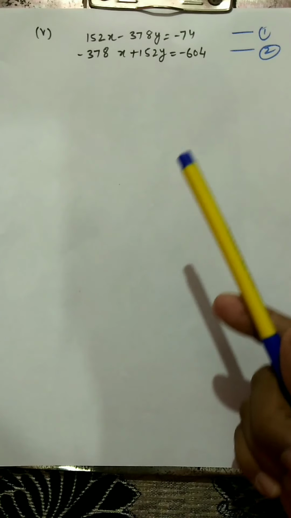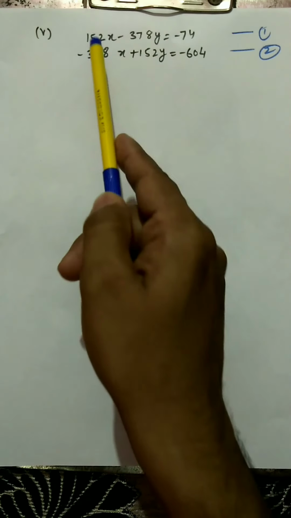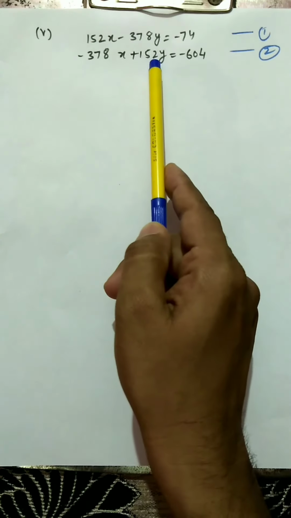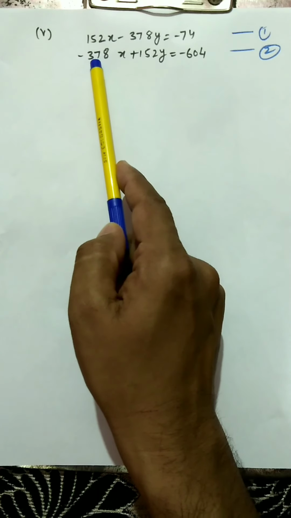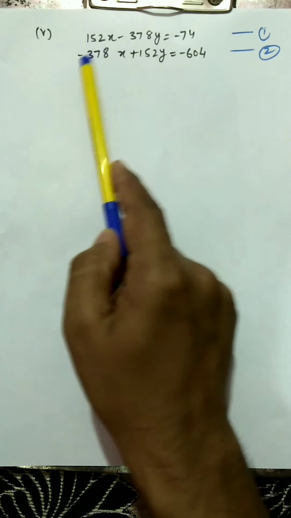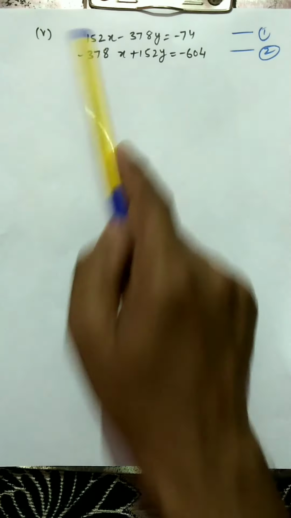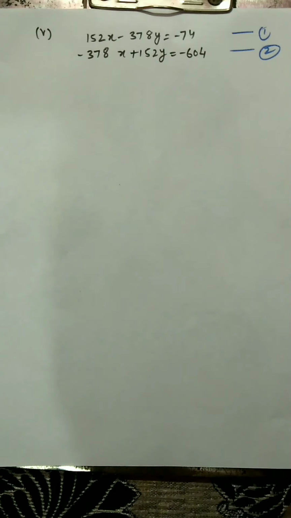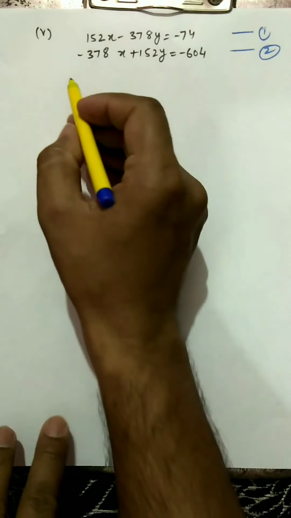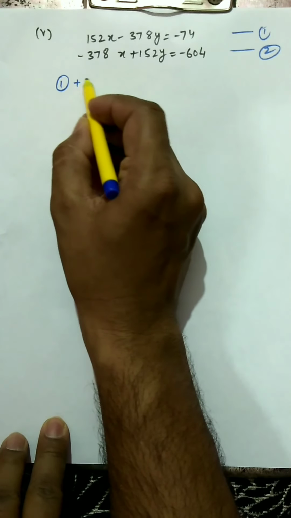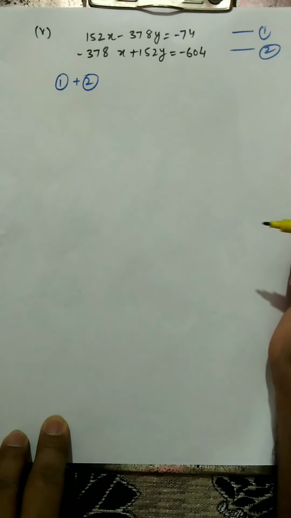See, what's the trick for these types of questions? You see that the numbers: here it is 152, here is minus 378, here is also minus 378. So the numbers are this way. If numbers are the same, then better you apply this trick whenever you get such kind of equations. The first is that you will do 1 plus 2. You add these two equations.